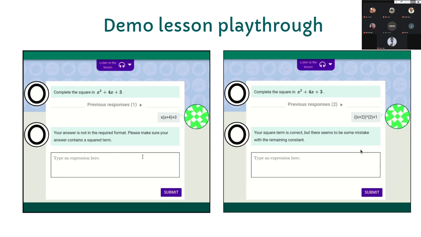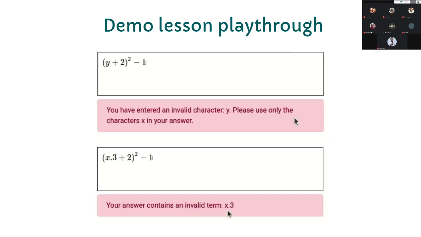Then let's say the learner enters something like x plus 2 whole squared with the squared term, but the constant is wrong. It should be -1 instead of +1. So this is also detectable by these new interactions, and a proper feedback would be given instead of just saying that the answer is wrong. Next slide, please. Okay. Also, these warnings were added, which were not present before.